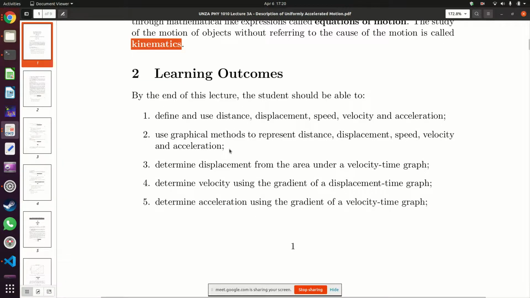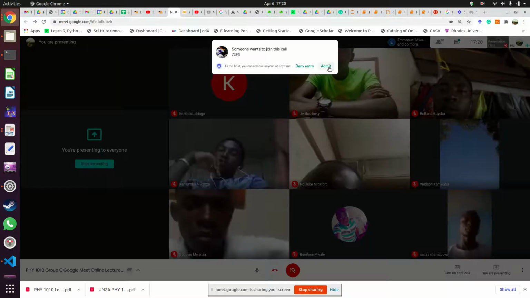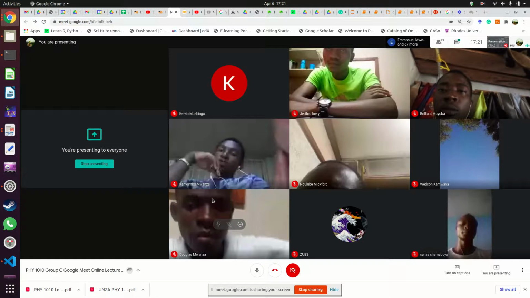So by the time we are done today, you should be able to describe what we mean by distance, displacement. These two are related. Speed, velocity, and acceleration. Basically, this is how we describe motion in terms of distance, displacement, speed, velocity, and acceleration. We're also going to see how we're going to use graphs to describe or to represent distance, displacement, speed, velocity, and acceleration. So it's possible for us to use pictures so that we can see what's happening.